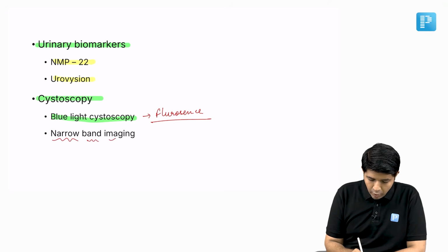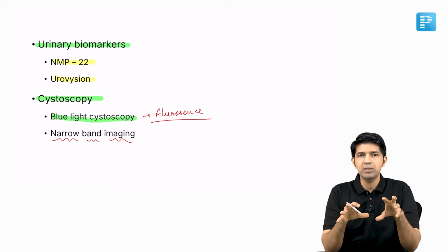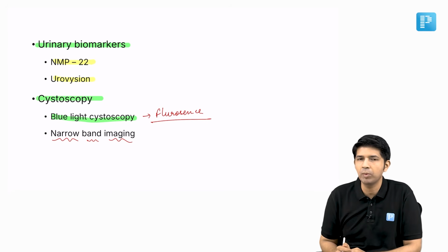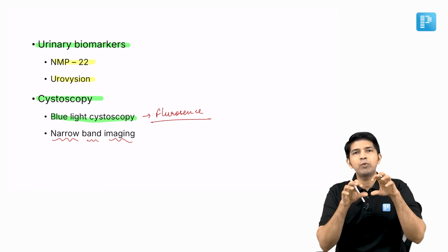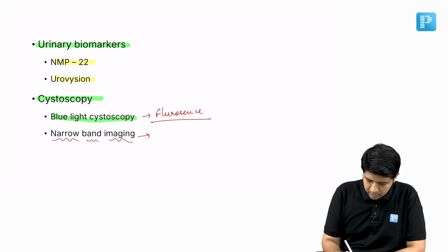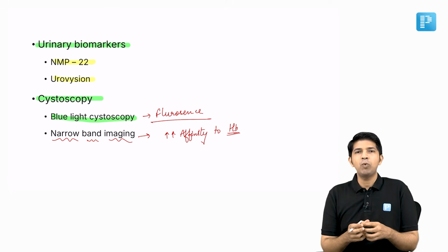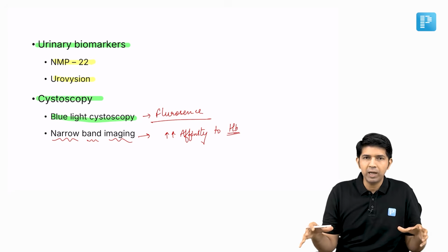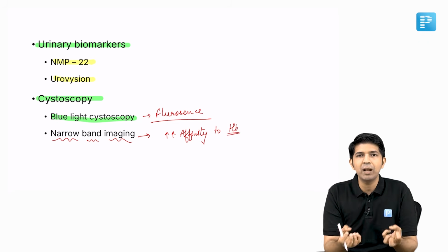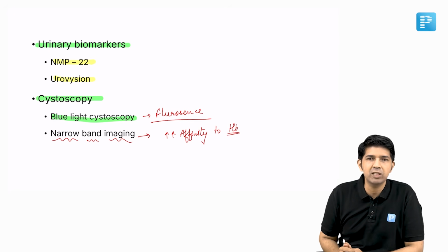Apart from that, you have narrow band imaging. So in narrow band imaging, we use light of two different wavelengths. One is absorbed superficially and one is absorbed by the deeper tissue. Both these lights have increased affinity to hemoglobin. So basically what happens here is, wherever there is more blood, there is more hemoglobin. So that light is taken up more in that area, so that area will become very bright. You'll start seeing it like a bright patch in that area.